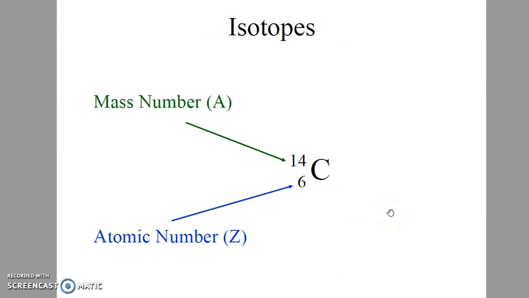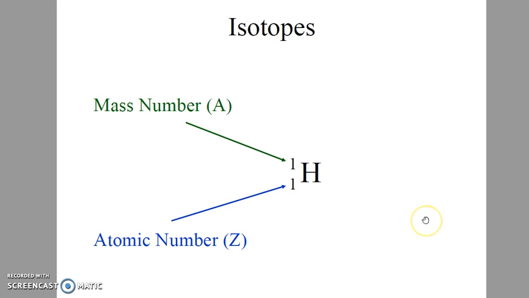Alright, for this example, take a minute and pause the video and figure out how many protons, neutrons, and electrons this atom of carbon has. Alright, so coming back, hopefully you found that it had 6 protons, because of the atomic number, 6 electrons, because no charge, and 8 neutrons, because 14 minus 6 is 8.